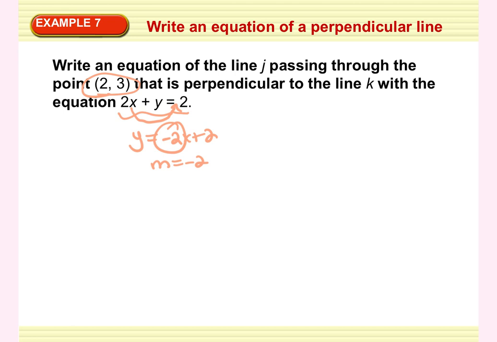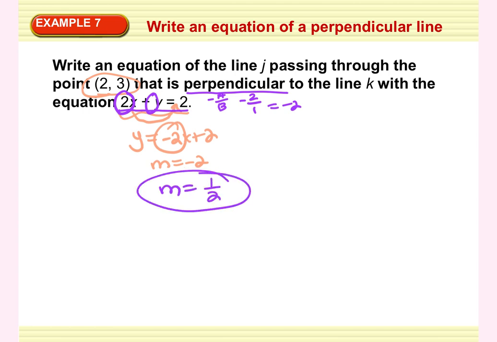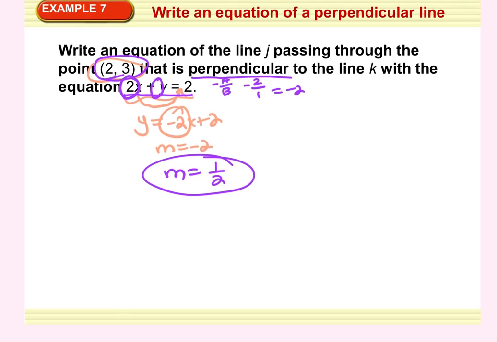Or a shortcut: this is in standard form. When they're both on the same side, the shortcut for the slope is negative a over b. The a is what's in front of the x, so -2, over the b, what's in front of the y, which would be 1. So you can also use that shortcut to get the slope. Either way, that's the slope of the line we're given. To find the slope of our perpendicular line, we flip it and change its sign.